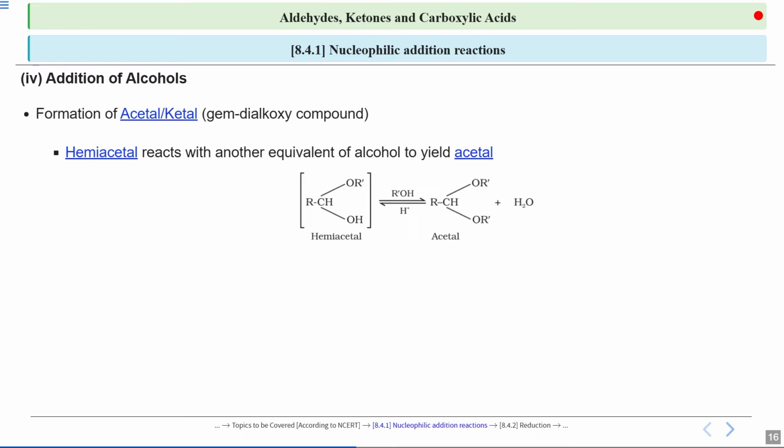Acetal means that two OR groups are attached to the same carbon. This is an acetal, and water is being released. Similarly, a hemiketal reacts with another equivalent of alcohol and you get a ketal.